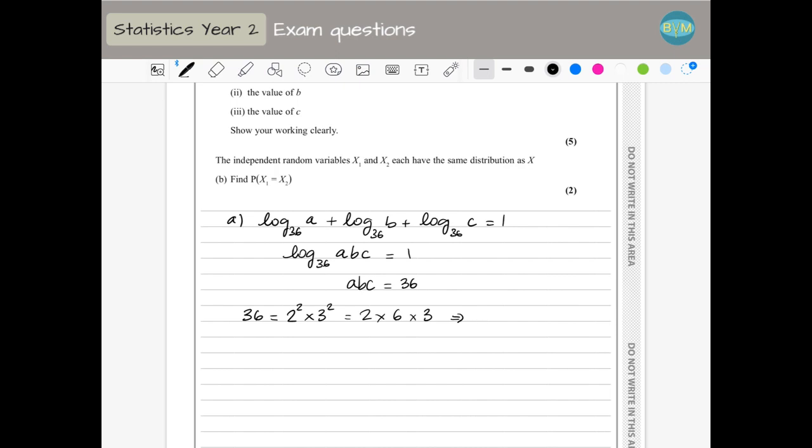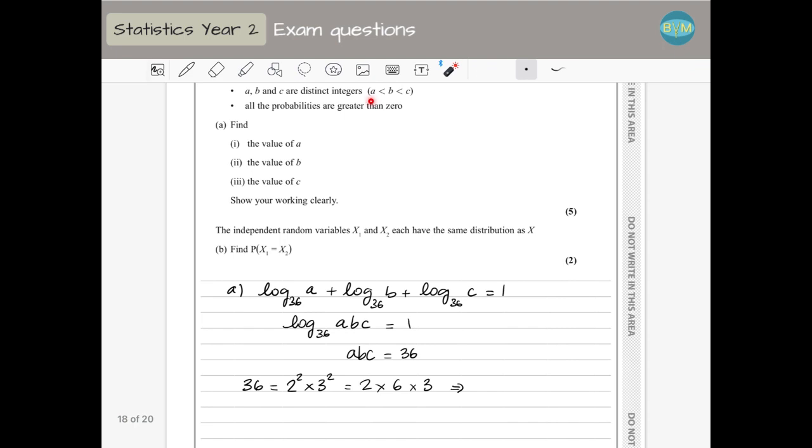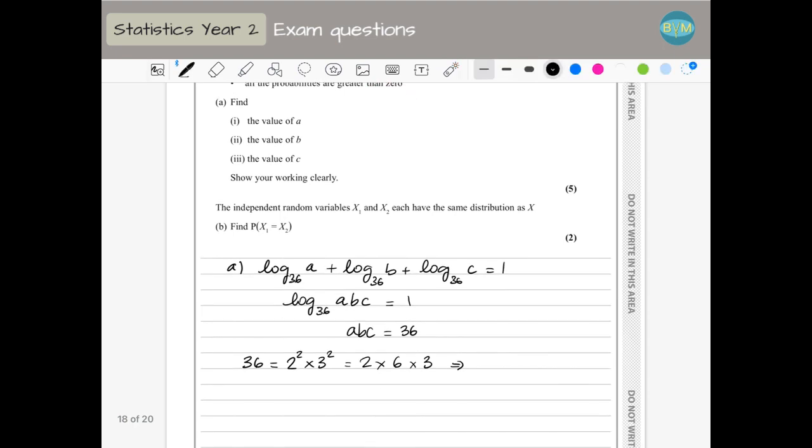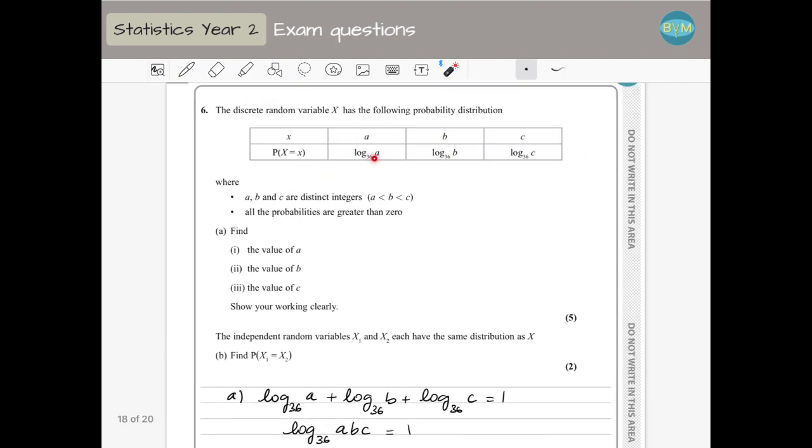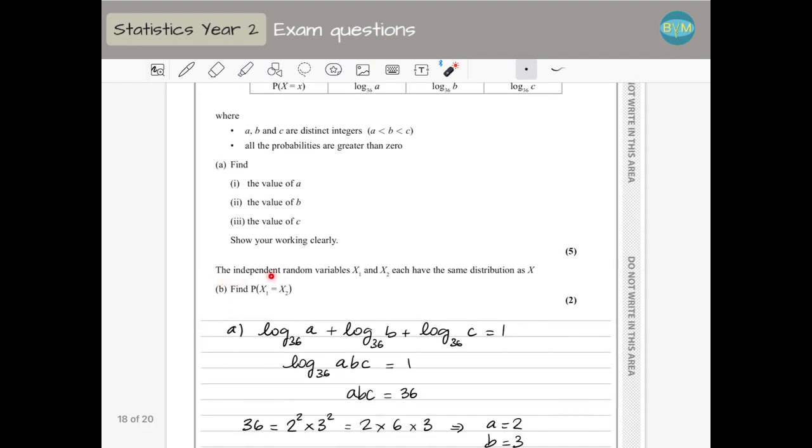Their numbers in order: I'm going to write which one is which. A is the smallest, then b, then c. So a will be 2, b will be 3, and c will be 6. And that's the first part. It's just scary when you see it, because you see these probabilities with logs, but it's quite simple.